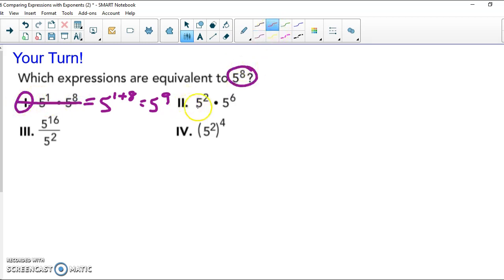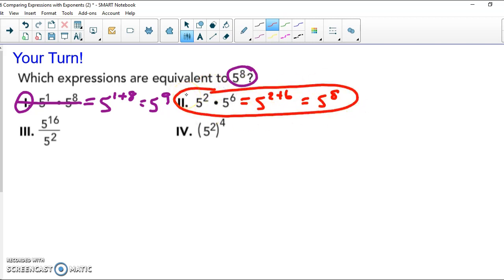Let's check out number 2 here. We have 5 squared times 5 to the 6th. So I see I'm multiplying. I have the same base, so I'll keep my base, and my property tells me to add the powers. And of course, 5 to the 2 plus 6 power would simplify to 5 to the 8th. So this one would be equivalent.